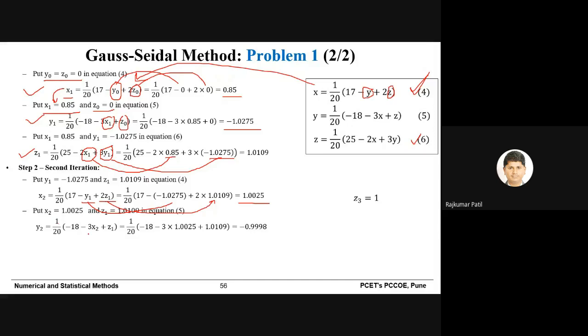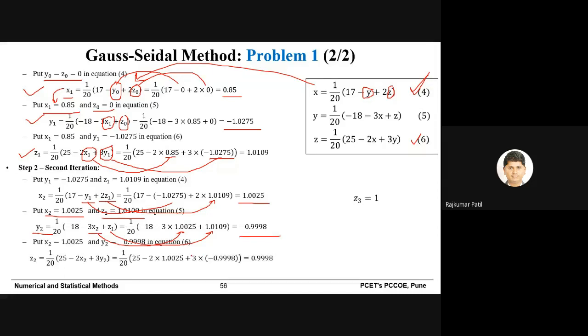Then in equation number 5, put x2 as 1.0025 and z1 as 1.0109. So we are putting the latest value of x and the previous iteration value of z1. So you will get y2 as -0.9998.